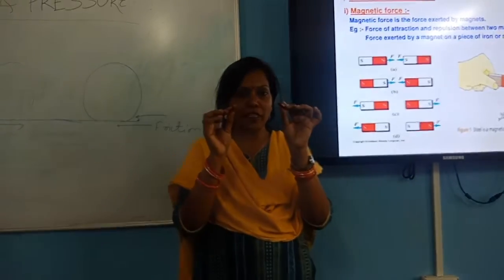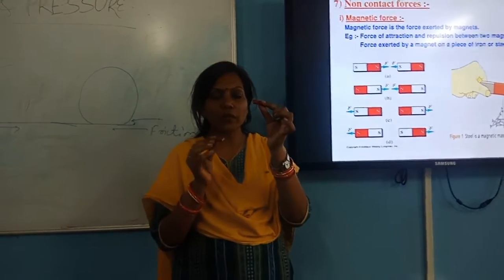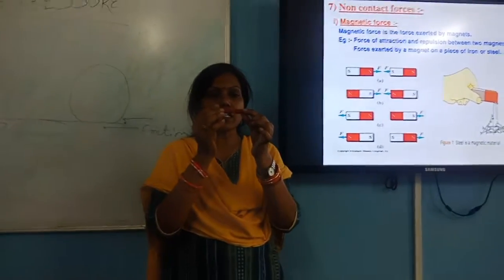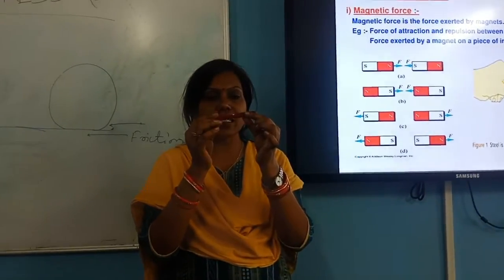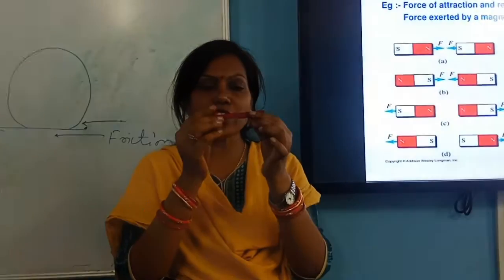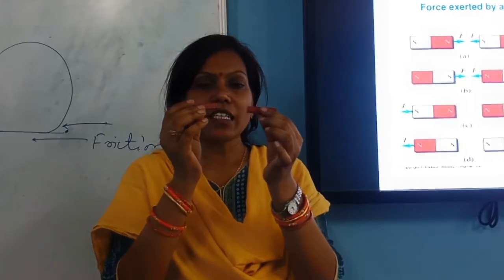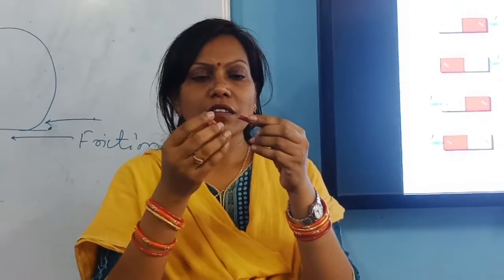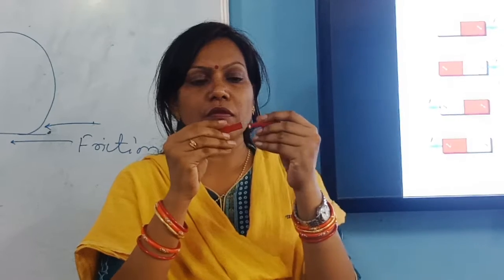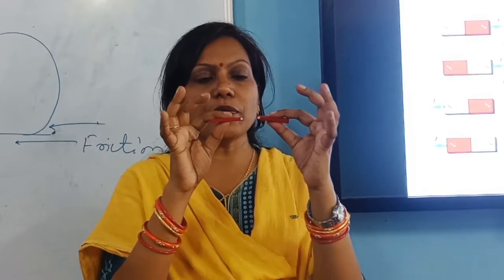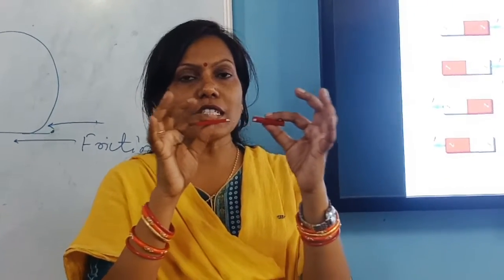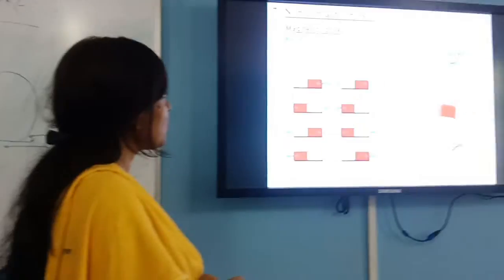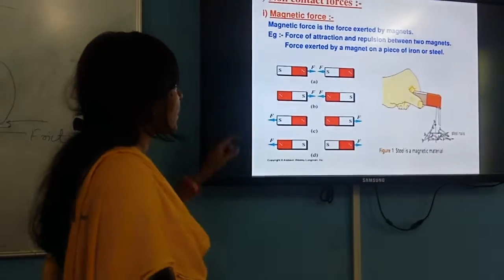Here is a bar magnet. Here is the south pole of the bar magnet, and here is the north pole. As you have already learned in class 6, unlike poles attract each other. So a magnet exerts a force of attraction on another magnet. And similar poles repel each other, which means it is a force of repulsion. These are magnetic forces. Magnetic force is the force exerted by a magnet.